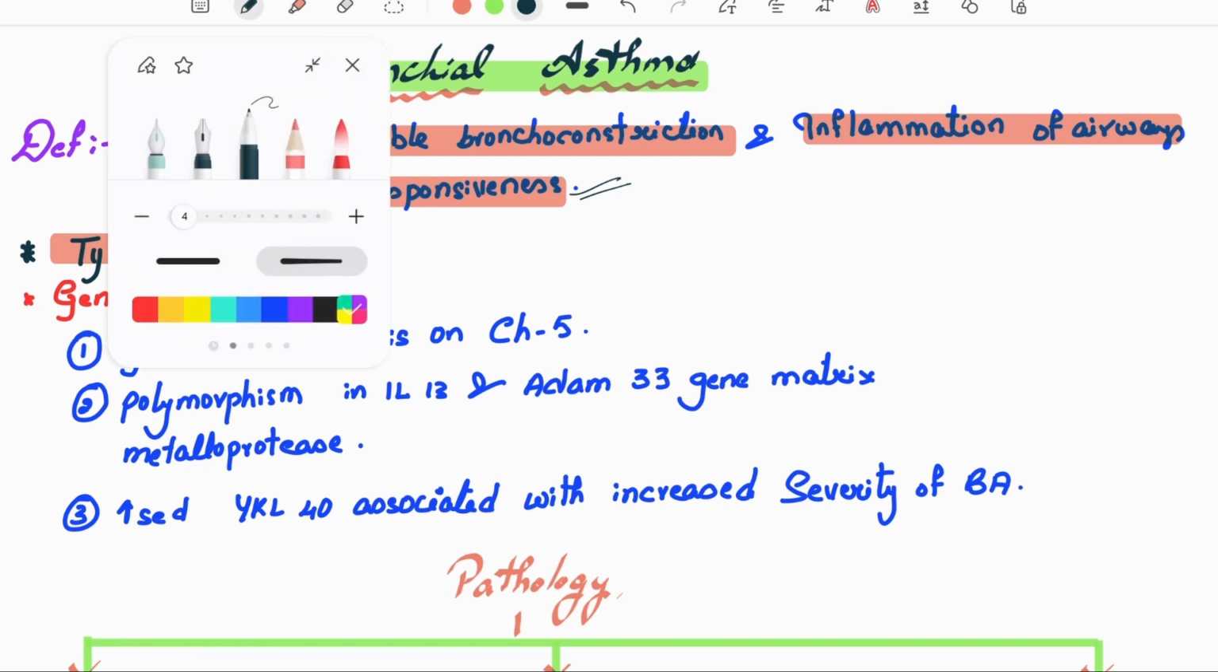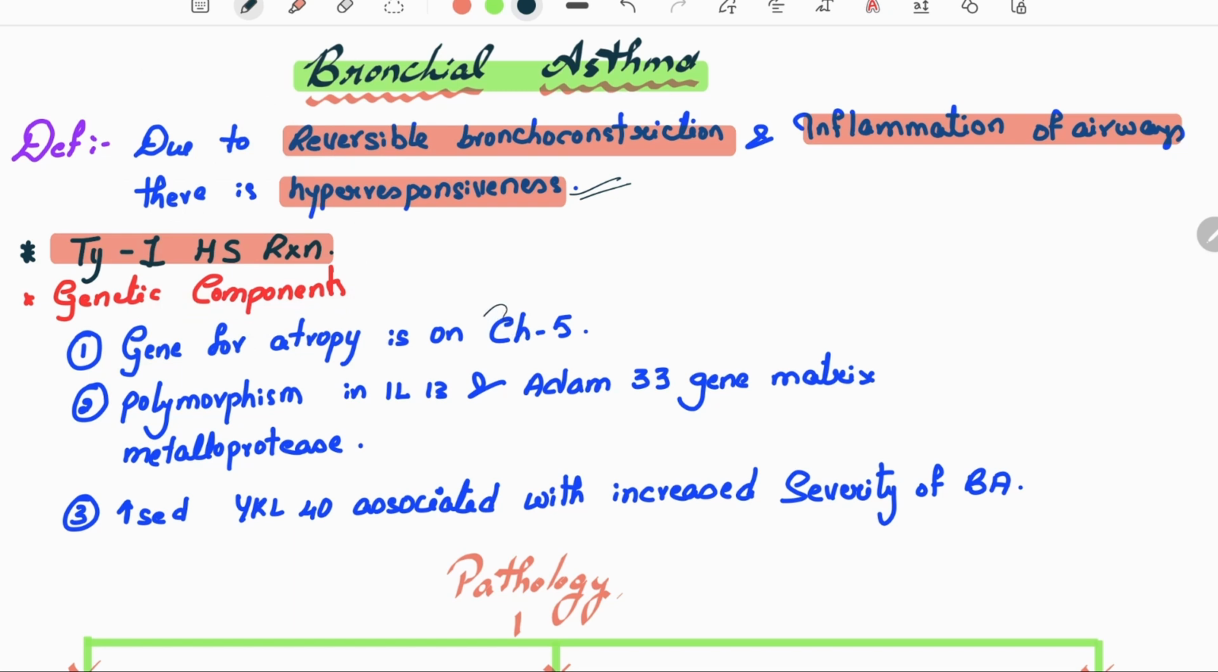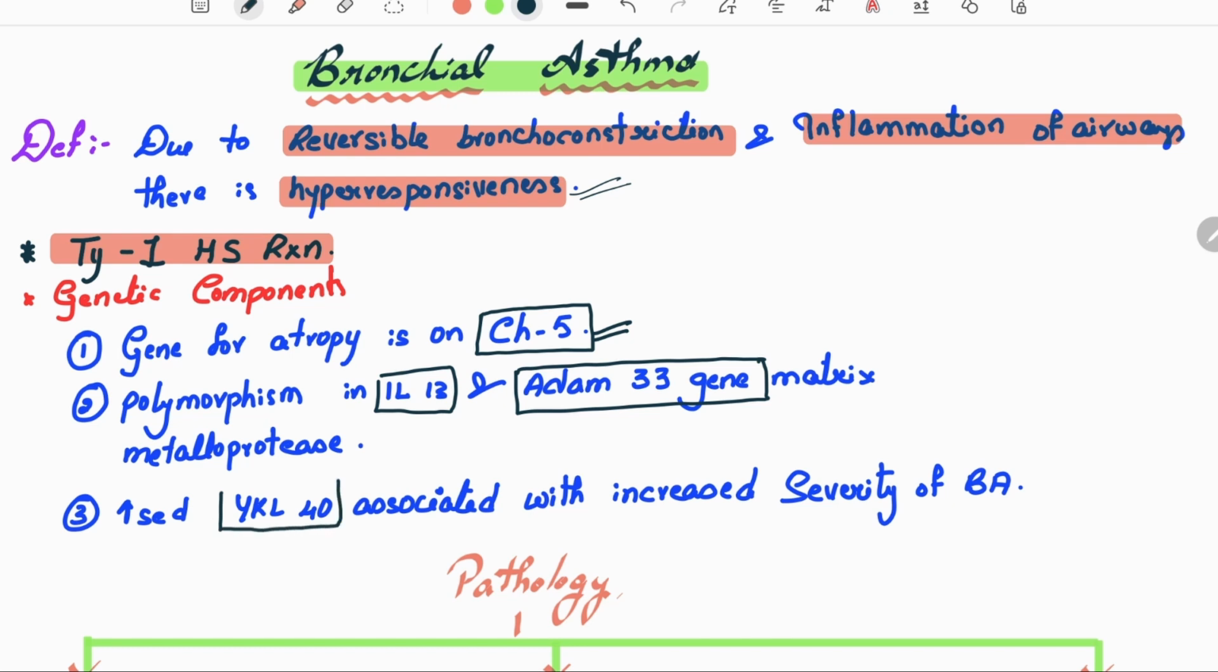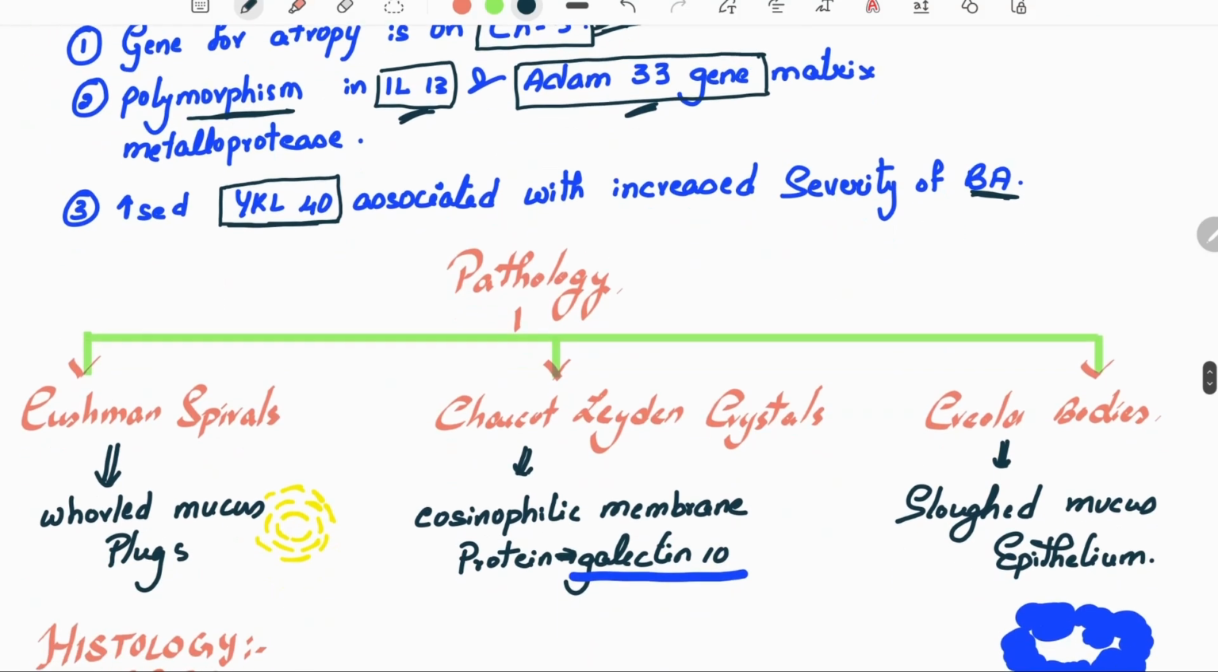Please do remember these all. First one is that the gene for atopy is present on chromosome 5. So this chromosome 5 is very important. Second, polymorphism in interleukin 13 and the ADAM33 gene, a matrix metalloprotease. And the third one is, as the severity of bronchial asthma increases, there will be increased association of YKL-40. Okay, so these three are very important. Now let's see the pathology.